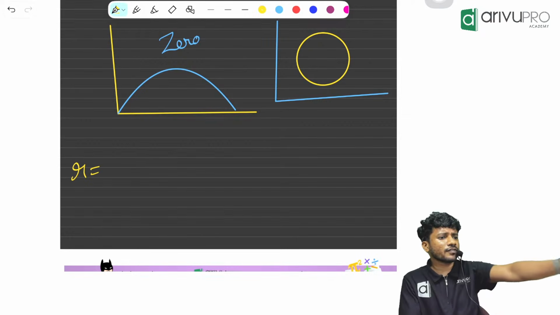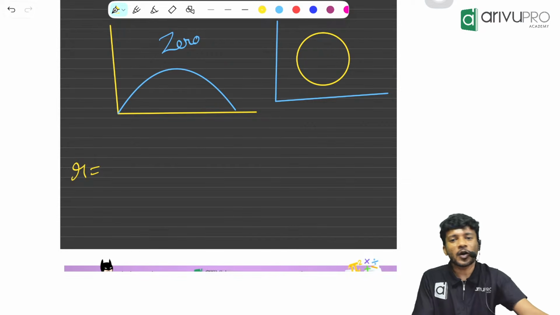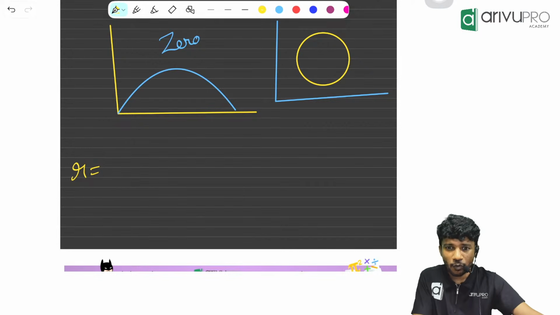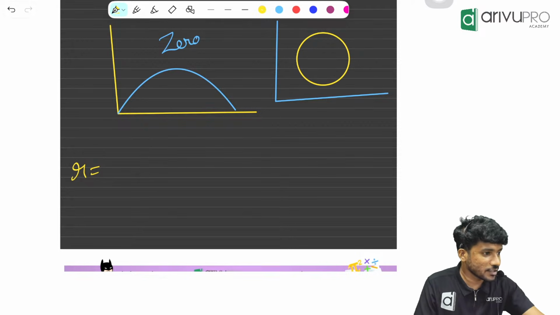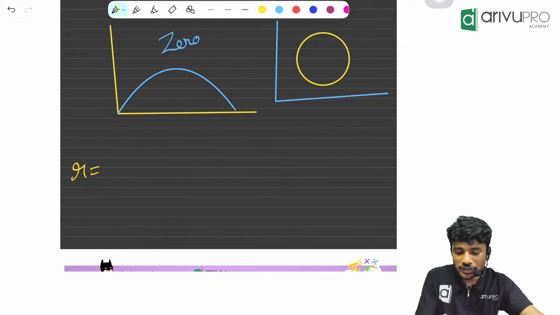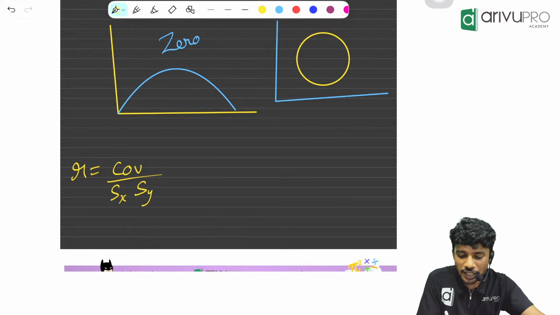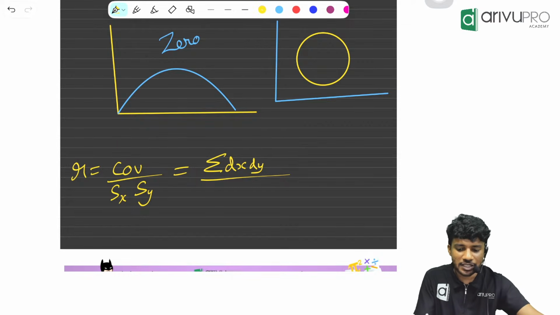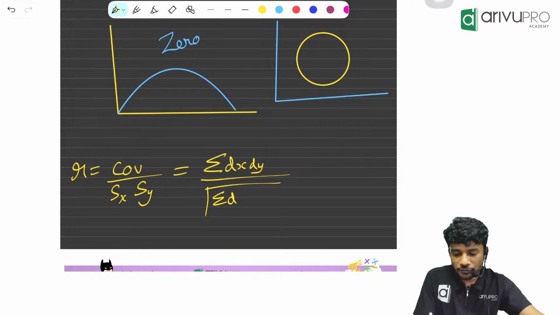Then second one, we studied Karl Pearson's correlation coefficient. What is the highest value of Karl Pearson coefficient? +1. What is the minimum value? -1. When Karl Pearson coefficient is equal to 0, what type of correlation? No correlation. When it is equal to -1, perfect negative. When it is equal to +1, perfect positive. What is the formula we studied, people? Covariance divided by standard deviation of x into standard deviation of y. Also, I gave you another formula with respect to deviation: sigma dx dy, the sum of the product of the deviations, divided by root of sigma dx square into sigma dy square.